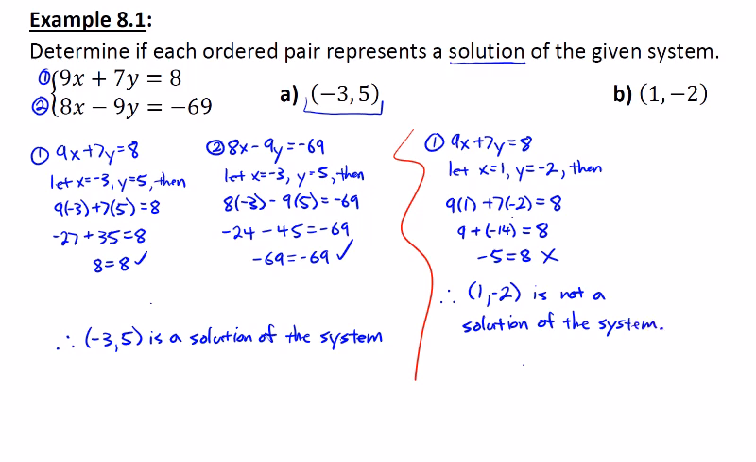And that doesn't automatically mean that we can conclude that negative 3, 5 is the only solution out there. There could be a whole host of other ordered pairs that could potentially work for us, but this is what we get if we only test negative 3, 5 and 1, negative 2.